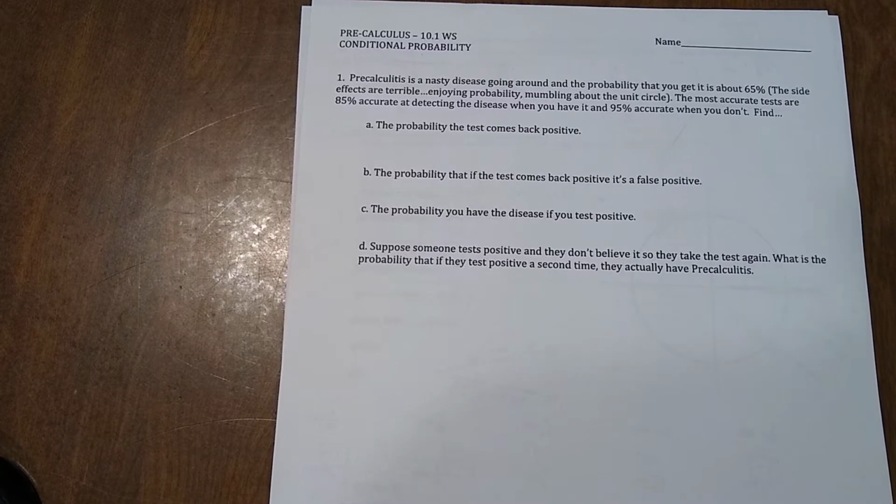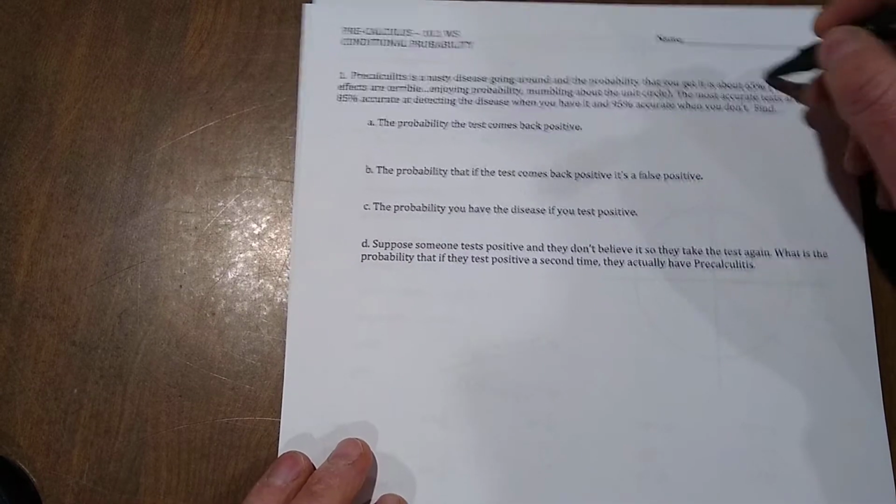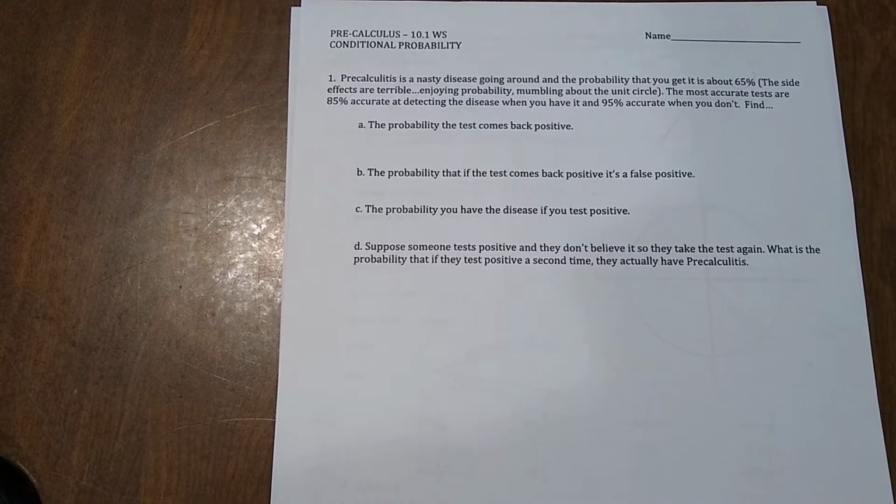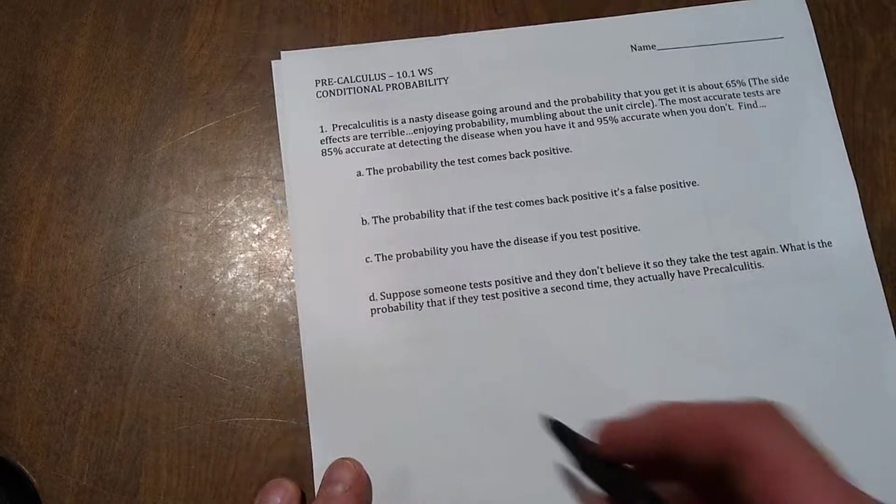The first side of the paper is a lot harder than the back side, so I'll go through the first side with you. So precalculitis, it's a nasty disease going around. The probability you get it is about 65%. The most accurate tests are 85% accurate in detecting the disease when you have it, 95% accurate when you don't. Obviously, way too much information to take in at one time, so let's set up the tree.